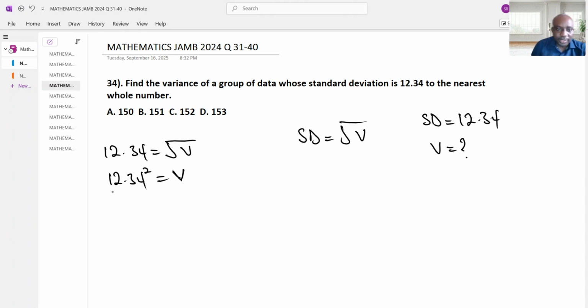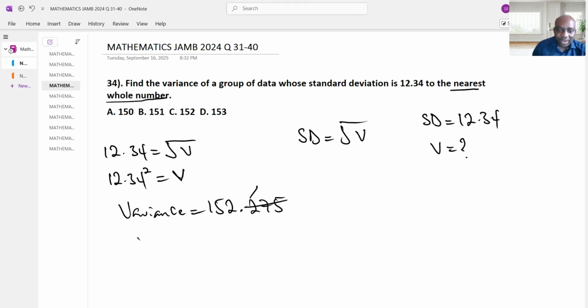We are going to get our variance equals 152.275. Now the question says to find your answer to the nearest whole number. It means without any decimal at all. Therefore, what do we have here? We have 2 here. It's not up to 5. If it is up to 5, we can turn this to 1 and add it to this 2, making 153. Since it is not up to 5, we are just going to ignore it and do what?